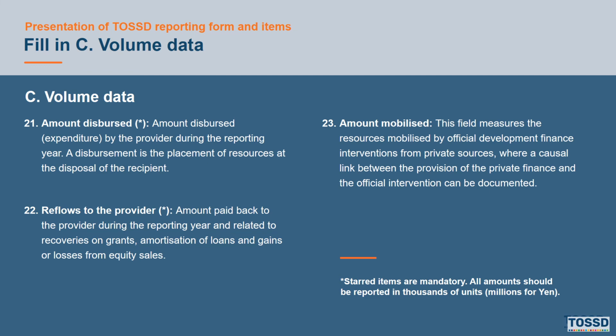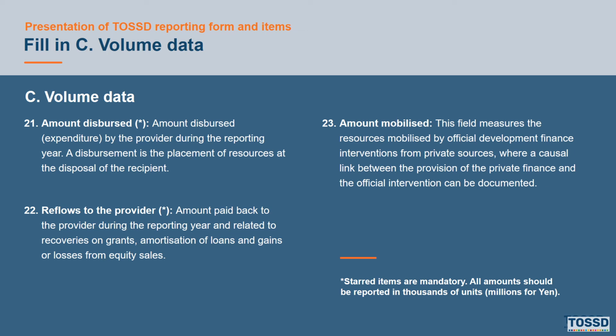In addition to the amount committed, you should also provide data on the amount disbursed, or in other words, the actual expenditure by the provider during the reporting year. A disbursement is the placement of resources at the disposal of the recipient. In the reflows to the provider, you should provide data on the amount paid back to the provider during the reporting year, whether this is related to recoveries on grants, amortizations of loans, or gains and losses from equity sales.